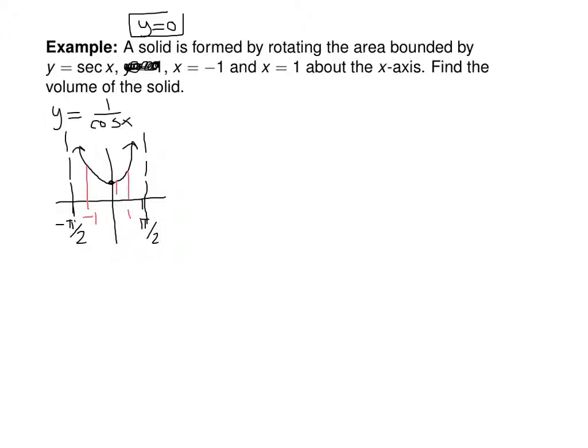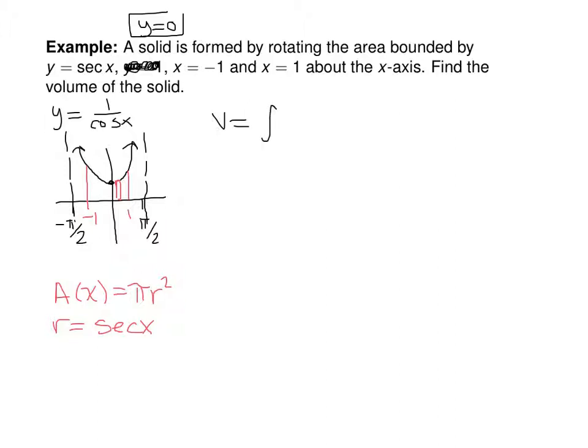And if I slice perpendicular to my axis, each of my slices is going to be a circle, and the area of that slice will be pi r squared. And in this case, r is the distance from my axis of rotation up to that slice, and r is equal to secant of x. Now the volume is found by adding all of these slices up and taking a limit as n goes to infinity, the number of slices.